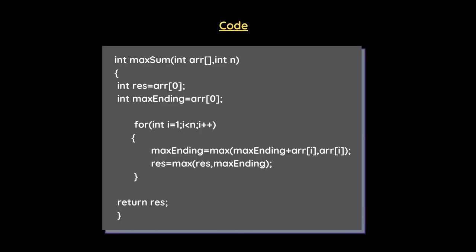Now let's have a look at the implementation of this algorithm. In this code, we have a function int maxsum. The return type is integer, and this function maxsum takes 2 arguments. The first one is the array itself and the second is the size of the array. Inside this function, the first thing we do is take a result variable and initialize it with the first element of the array. Similarly we take max ending and also initialize it with the first element of the array.